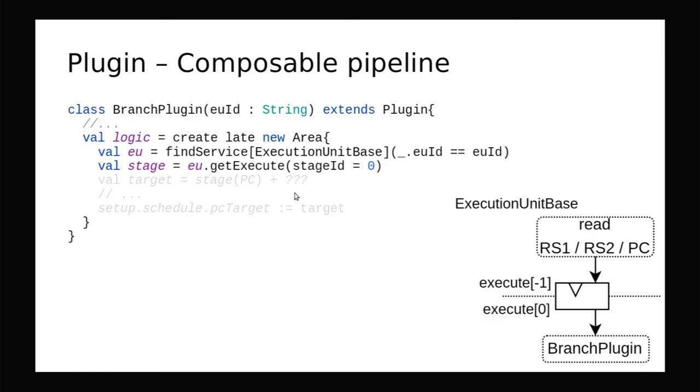So there was also the concept of having composable pipelines. And here is an instance. For instance, the branch plugin will need to calculate where the branch has to go. And so, to do that, it will retrieve the execution unit base with the same ID as us, like in the previous slide. And then it will ask the execution unit to provide the stage from the pipelining API, which represents the execute stage zero. Like you could implement your branch plugin over multiple stages, and here you ask the pipelining API representation of a given stage. And then you can use, for instance, the program counter key to access the value of the program counter, which was inserted by the execution unit base above in the pipeline, and drive the schedule interface.